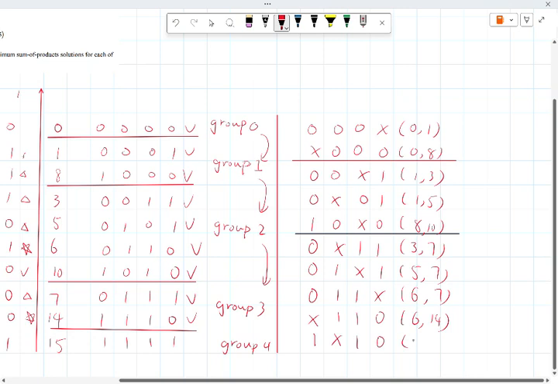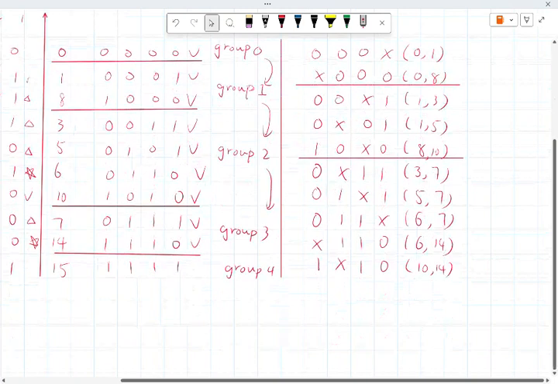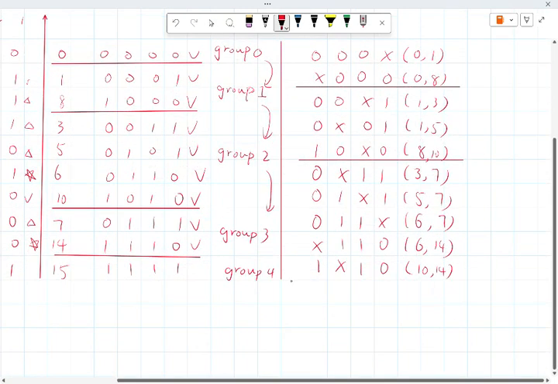1, 1, 1, x, 1, 0. What is that? 10 and 14. Okay. Let me scroll up. So we actually done this group, 2 and 3. And next is 3 to 4.